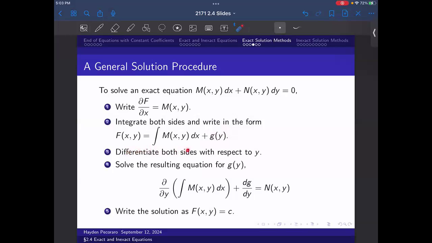Right. Then take the derivative with respect to y on both sides. So we get this differential equation down here. So this was that part, and then you take the derivative with respect to y of both terms and say that has to equal n. All right, now you can solve this for G. If it's exact, all of the X parts should go away. And then you just add whatever you get for G back in up here, and that's your solution. And you say, all right, that's equal to some constant.